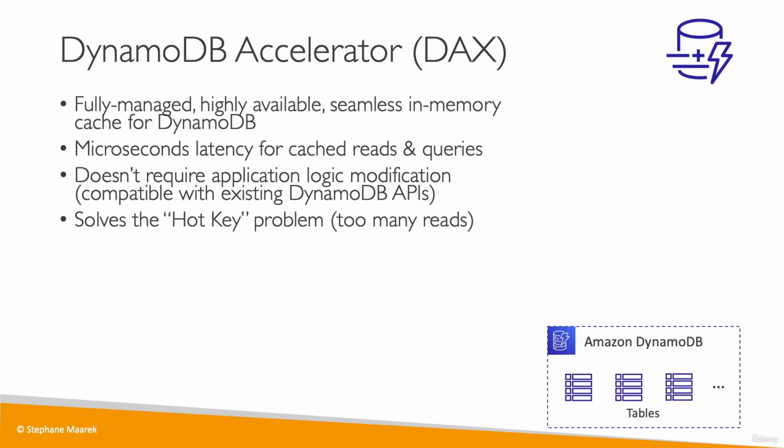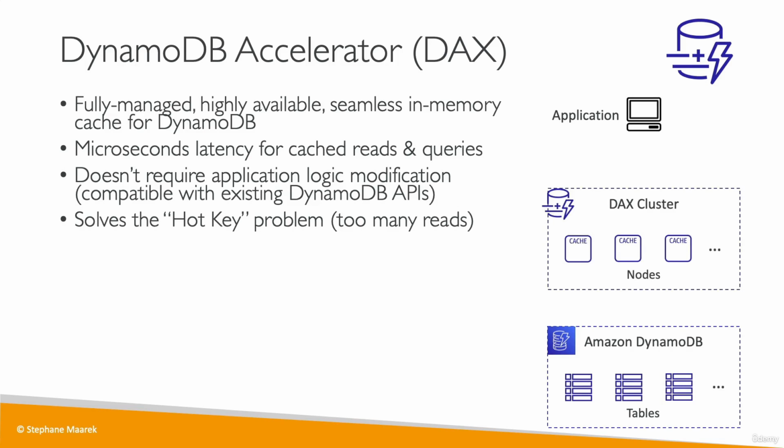So let's have an example. We have a DynamoDB. It's made of tables, and our application is trying to access these tables. Now, in between, we're going to create a DAX cluster, which is made of cache nodes, and we have to provision them in advance. Now, the application will directly interact with the DAX cluster, and the DAX cluster will fetch the data from the DynamoDB tables. So by default, that means that some data is going to be cached. And if you think cache, you need to think TTL. So the TTL is going to be 5 minutes. So by default, every cached data will live for 5 minutes in your DAX cluster.